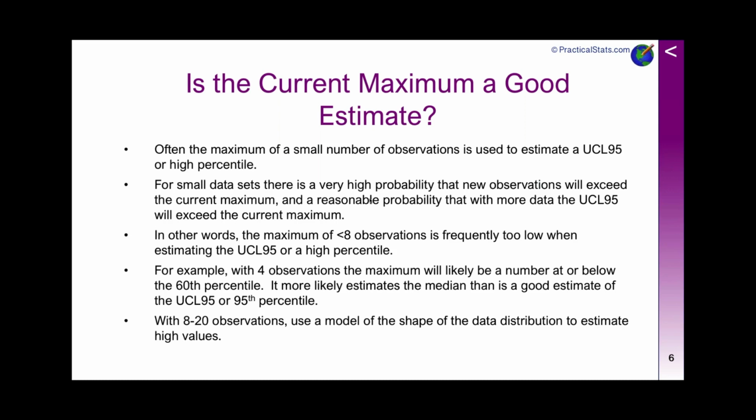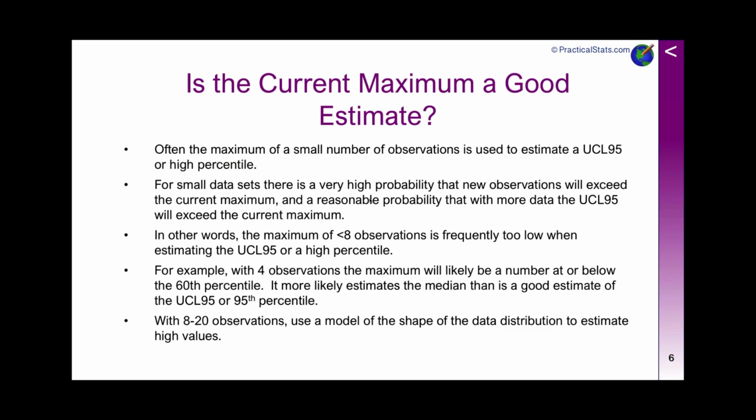Because with small data sets, there's a very high probability that new observations, if you collect a few more, will exceed the current maximum that you have. And so the maximum is not a good estimate of what an upper percentile would be, and it very well may not be a good estimate of what the UCL 95 would be. So when you have, let's say, less than 8 observations, the maximum of that is still pretty likely to be more towards the center of the data than towards the upper end. So for example, you could compute the probability, with 4 observations, of getting the maximum, and what does that represent in a distribution.